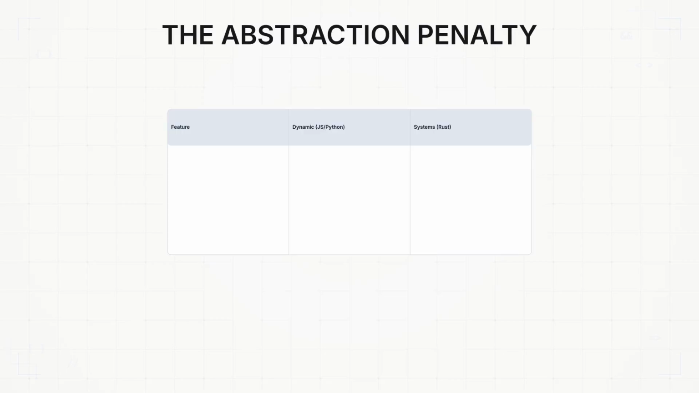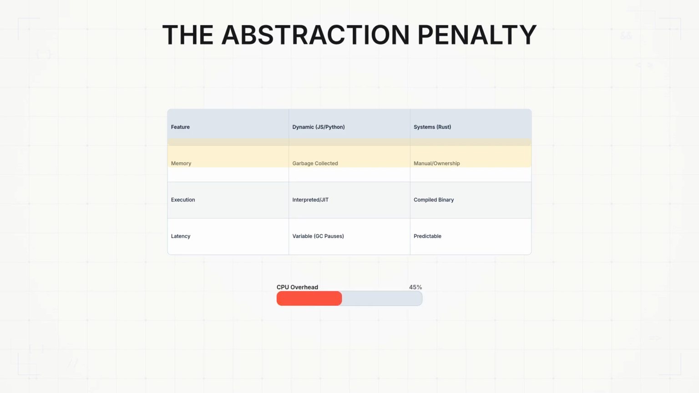Languages like Python, Ruby, and JavaScript were designed for developer productivity, not raw machine efficiency. They rely on two heavy abstractions: interpreters and garbage collection. As data volumes exploded over the last decade, these abstractions became bottlenecks. A garbage collector, for instance, has to stop the world to clean up memory, creating microstutters that kill performance at scale.